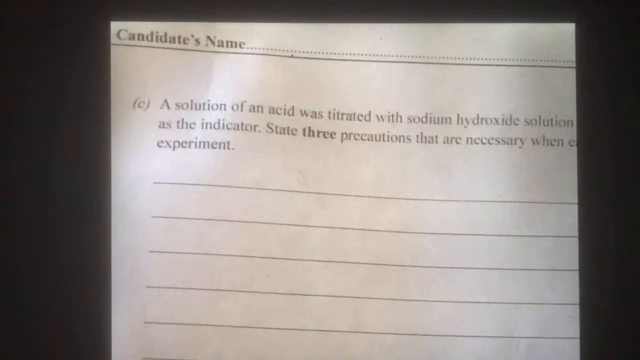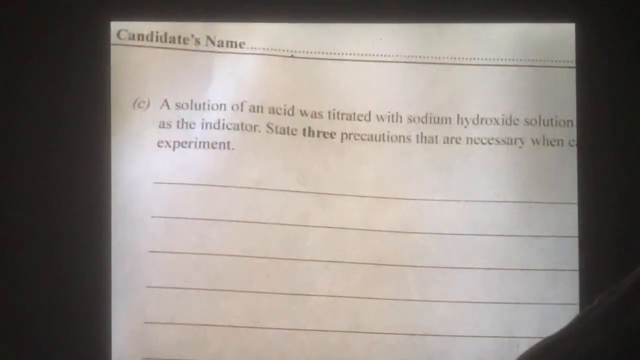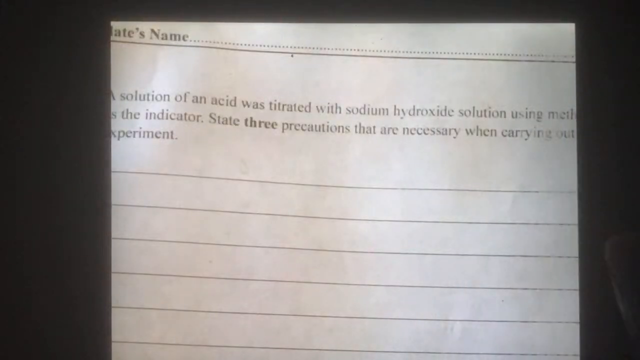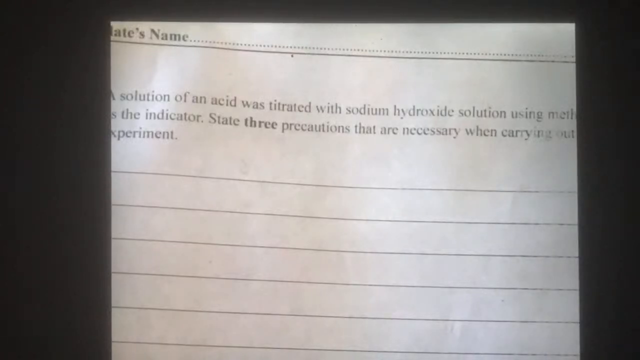Then avoid air bubbles, of course. Add indicator, don't add excess indicator. Avoid titrating with broken apparatus. Then you have to make your table properly so that you can take accurate readings of the final and then the initial. So these are the precautions you take while doing titration. Remember not to blow off any liquid remaining in the pipette after pipetting, and don't spit into the pipette if you are using mouth to pipette, of course.